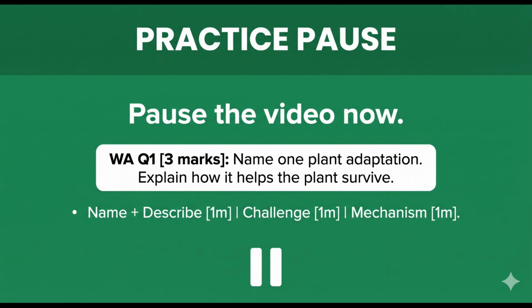Practice. Pause 1. Pause the video now. WA. Question 1. 3 marks. Name 1 plant adaptation found in tropical rainforests. Explain how it helps the plant survive. Choose any plant adaptation from Chapter 2 that you feel most confident about. Write your answer using the framework: name and describe for Mark 1, the environmental challenge for Mark 2, and the mechanism for Mark 3. Write your full answer before you unpause. When you are ready, unpause for the model answer.